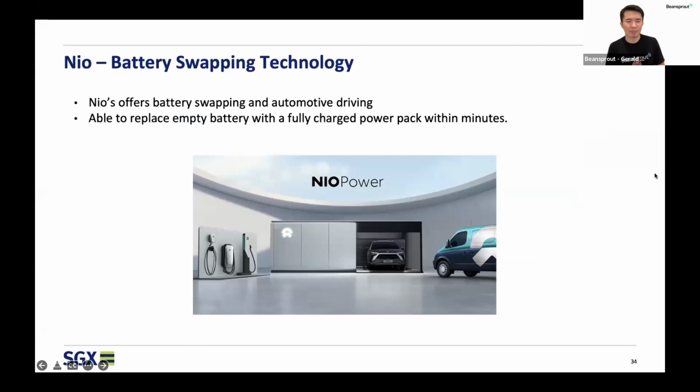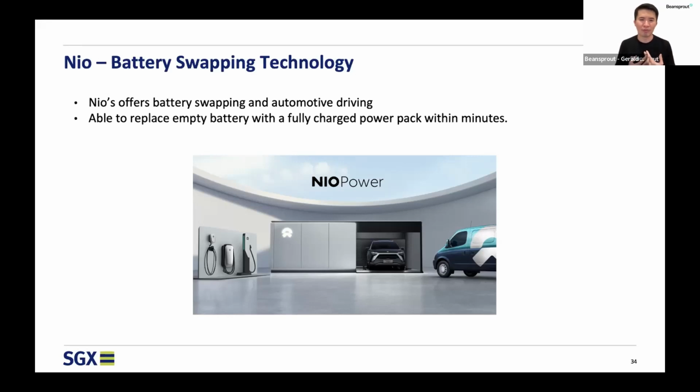I shared a bit about the battery swapping technology earlier. So maybe I will discuss a bit more about what this actually entails, because it's not something that we have seen in Malaysia, not something that we have seen in Singapore. Effectively, you can drive your electric vehicle into one of these battery swap stations, and they're able to replace your empty battery with a fully charged power pack within minutes.